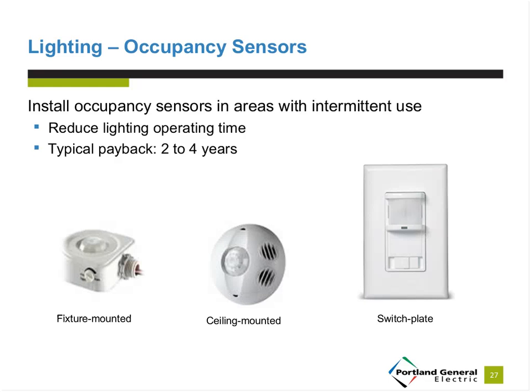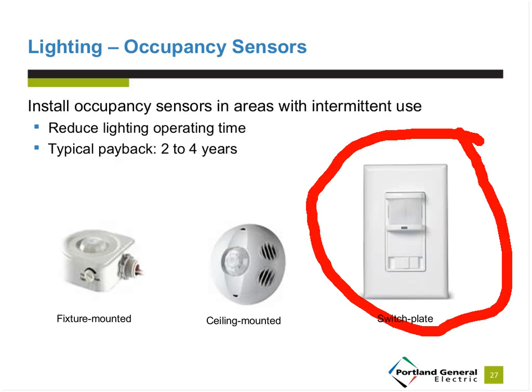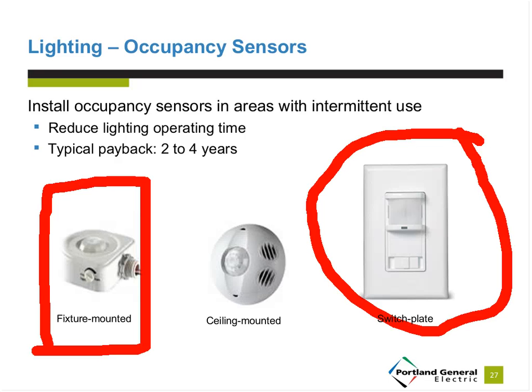Occupancy sensors. I think we've all seen this one before, and this is a switch plate. Common in offices. Lights turn off after a certain time of inactivity in the room. And then you have fixture mounted. So this is something you're going to see in a warehouse that can be used as an occupancy sensor. It doesn't work with those high pressure sodium or metal halides.